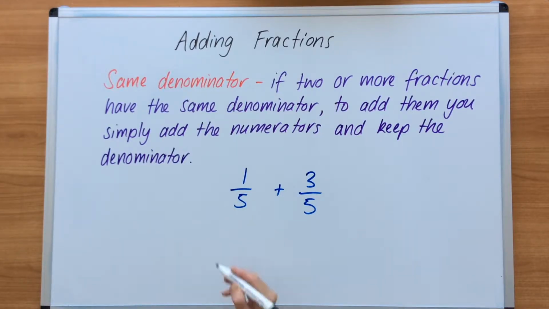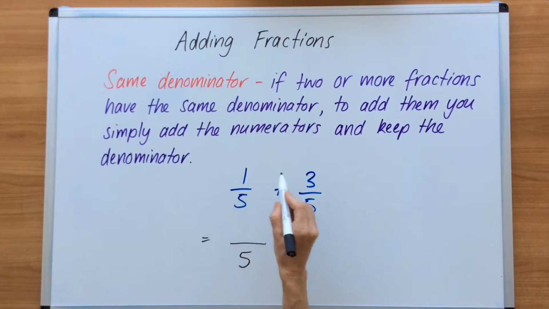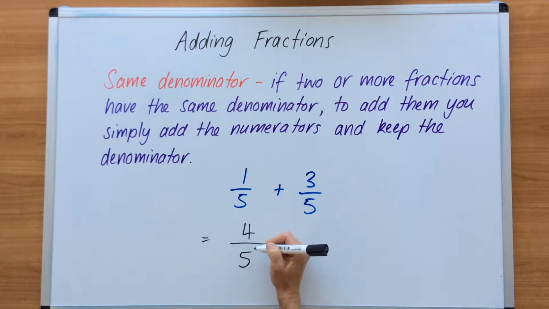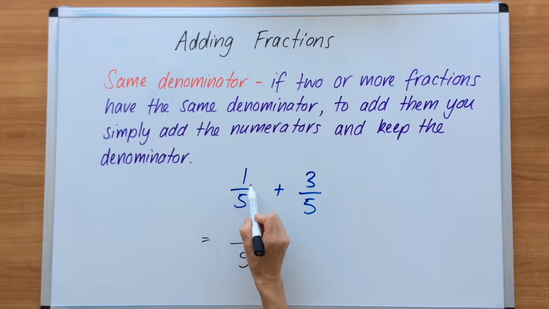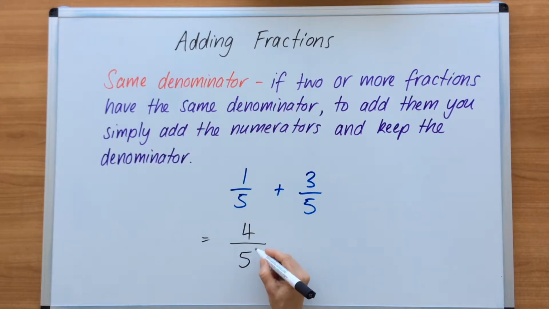So in this case here, and we work down the page, 5 is our denominator, and we simply add 1 plus 3 equals 4. Now if we had a larger number here which added up greater than 5, and we had an improper fraction, we would then have to convert it to a mixed fraction.